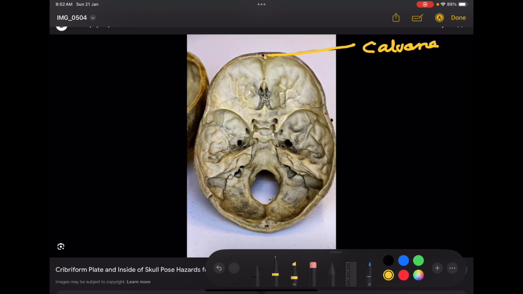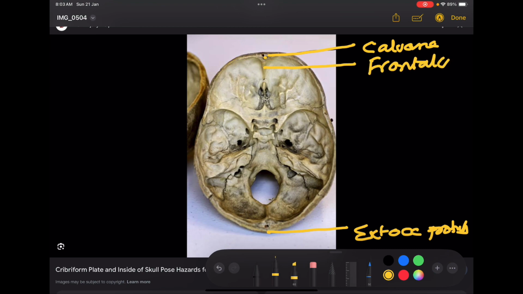Okay, and you can see the inner and the outer table of the calvaria going right up, right back, and you can see the external occipital protuberance here. Then there was this frontal crest, on which was attached the falx cerebri. Then this foramen that you see here is the foramen cecum. We'll rub off this so that you can see it. Okay, so that's the foramen cecum.